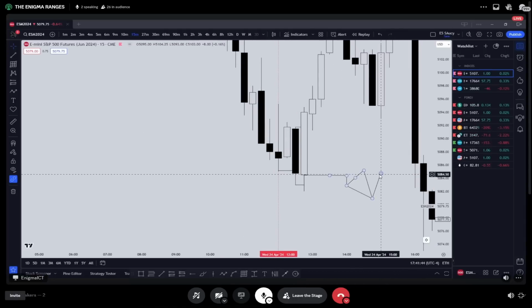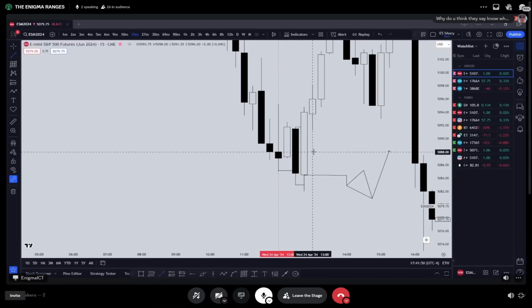And now I'm like 70% sure the hourly opening price might be somewhere here, right? It's gonna flip as well, and now we are gonna be bullish. That's the only way.